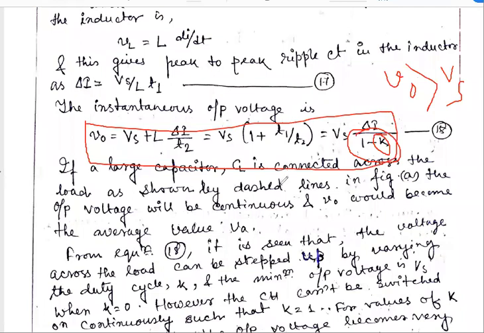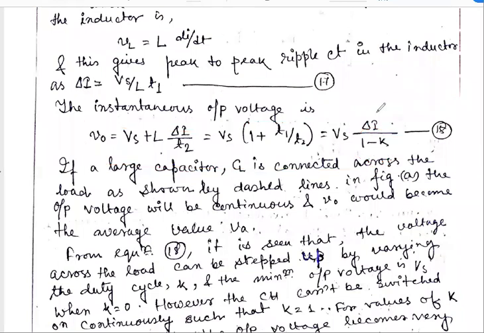If we put the maximum value of k equals to 1, the value of duty cycle becomes 1, because the value of duty cycle varies from 0 to 1. So maximum value of duty cycle is 1. If we put k equals to 0, then V naught is nothing but Vs into k. Here we also see that VO is greater than Vs.